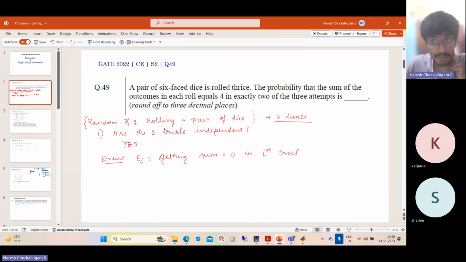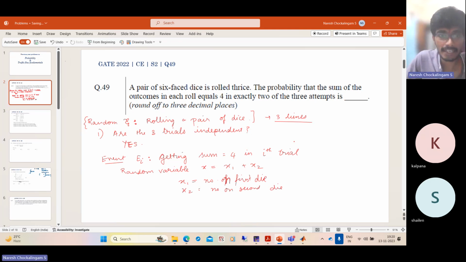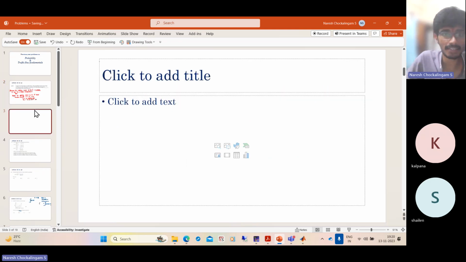And now what is the probability that we are interested in? Let us define a random variable X as X1 plus X2, where X1 is the number on the first die and X2 is the number on the second die. Now for this experiment, what is the experiment? We are rolling a pair of dice thrice. Let us construct the sample space.